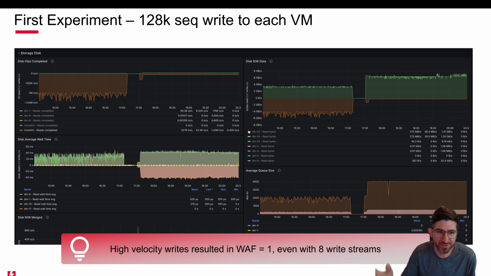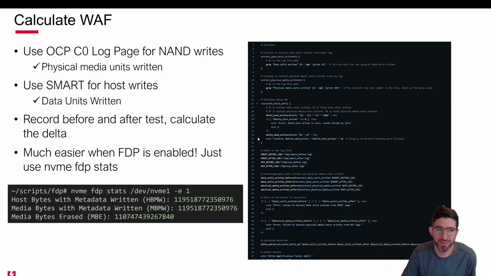Now this is not going to be the case in all real workloads. They are not so nice and neat. So we need to find a way to measure write amplification factor. One way we can do that is to use the OCP C0 log page. This drive supports it, which basically has this thing called physical media units written, which tells you exactly how much raw writes to the NAND have happened.